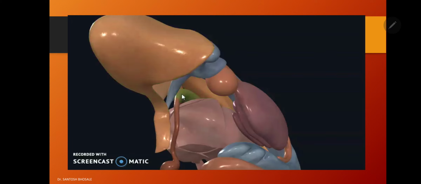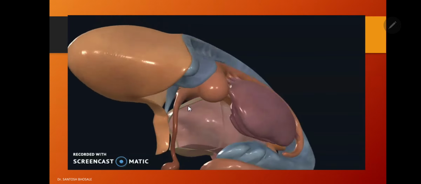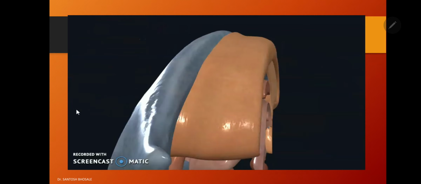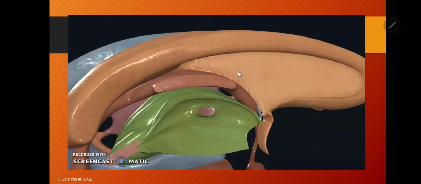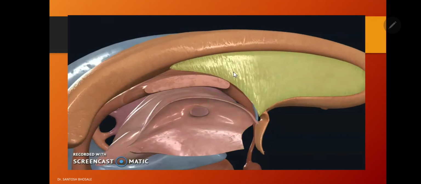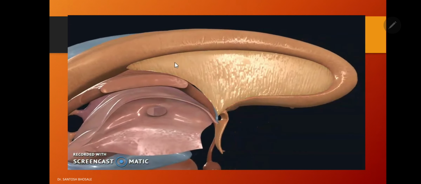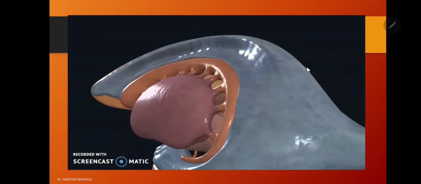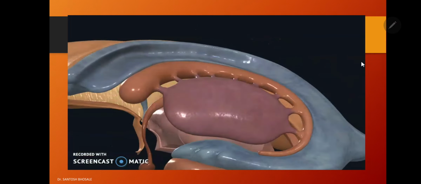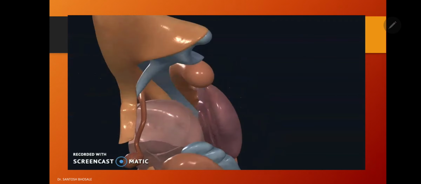You can see there, that is the fornix, caudate nucleus, thalamus is there. So these are the different structures forming the floor, and this is the medial wall, you can see here, septum pellucidum. Roof is formed by the body of corpus callosum. So this is about the body of the lateral ventricle.